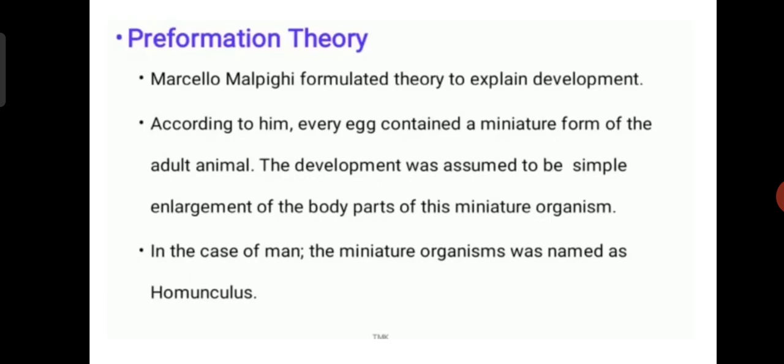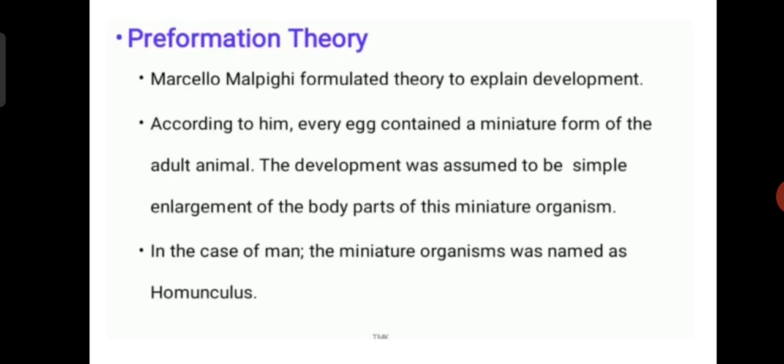The theory of preformation was proposed by Marcello Malpighi to explain development. Pre means first, that is, before formation, development of an organism. According to this theory, the gametes contain a miniature preformed embryo. If the womb contains a miniature adult, we call it homunculus. If the sperm contains a miniature adult, we call it animalculus. In the case of man, the miniature organism was named homunculus.